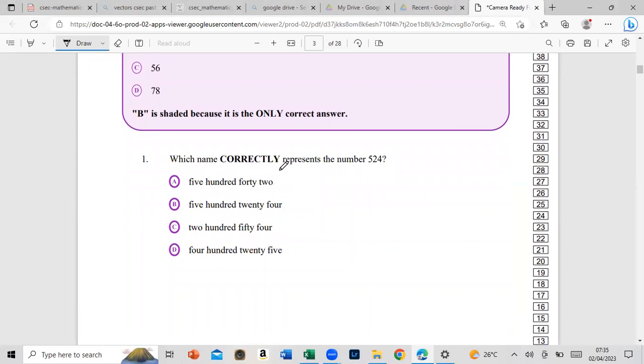It says, which name correctly represents the number 524? So that's how they normally start off. Nice and easy, but please ensure that you read the questions carefully. Alright? So it says 542, 524. So that would be E. So it's not about calculation all the time. Sometimes it's going to be about like that.